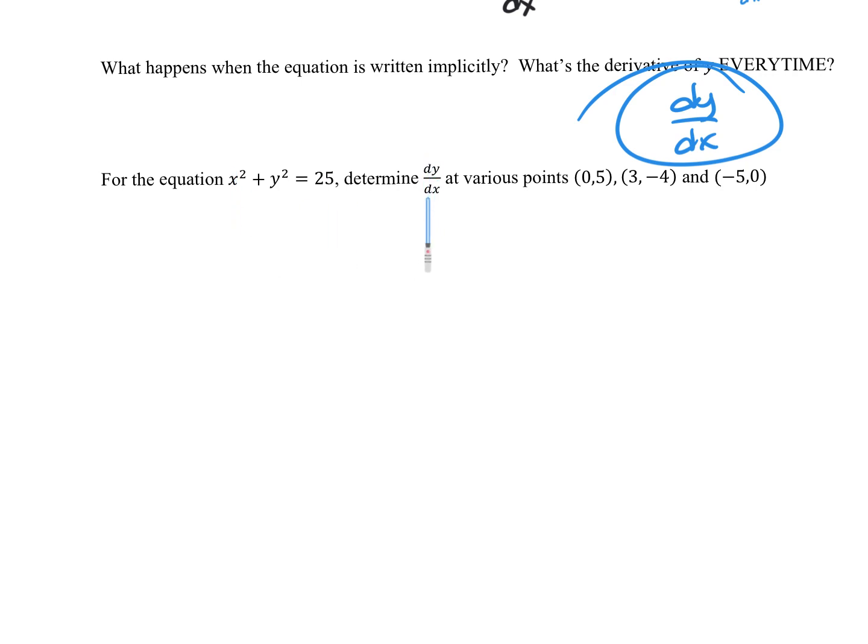Determine dy/dx. Here we go, people. Don't worry about these points over here. It says this is an equation. Does anyone know what shape this equation is going to look like when I graph it? I just heard a triangle. What?